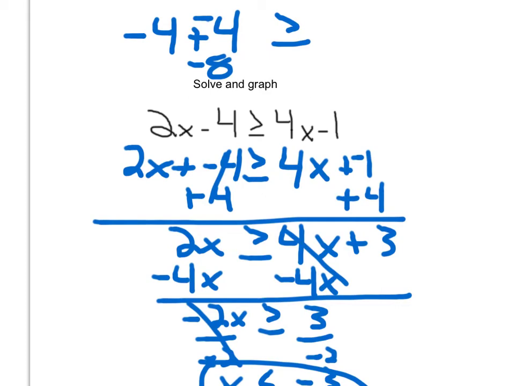Well, 4 times negative 2 is negative 8, plus negative 1, and negative 8 plus negative 1 is negative 9. And sure enough, negative 8 is greater than or equal to negative 9. Alright, let's keep on keeping on.